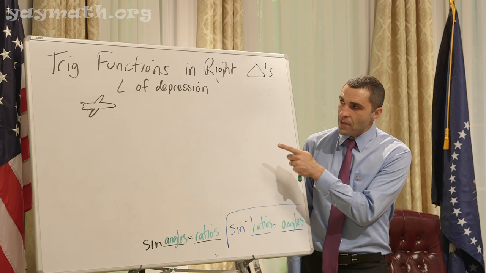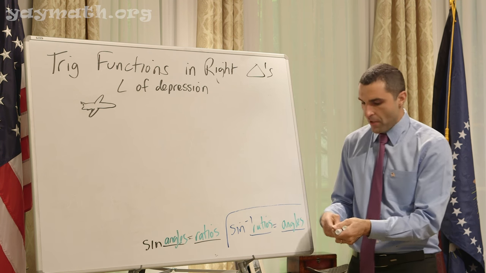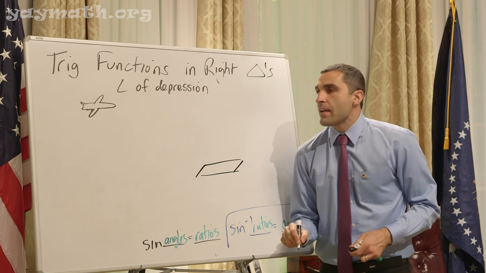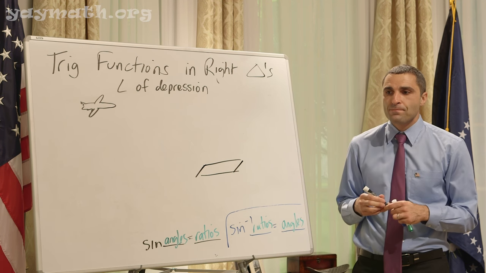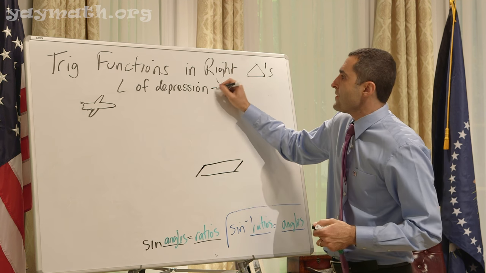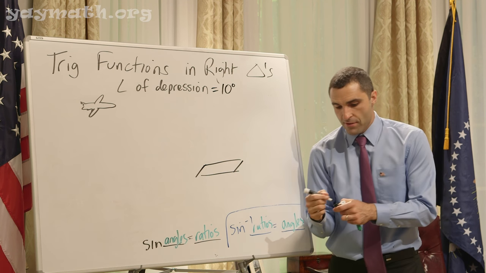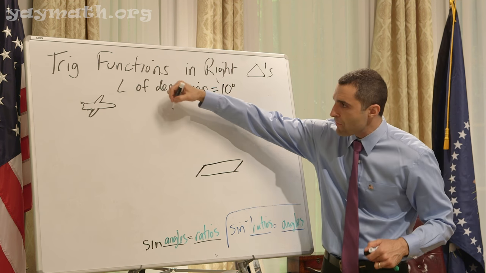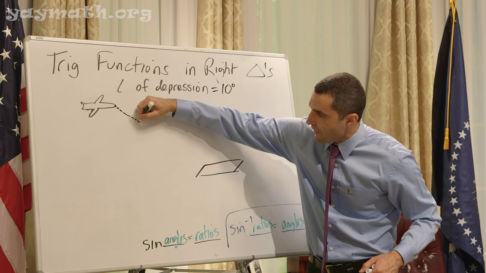So now this problem is you have an airplane that's flying. It's approaching the runway. Here's the runway. Angle of depression, we'll say, is 10 degrees. So do you agree that we need to form an angle from the plane to the runway, okay?